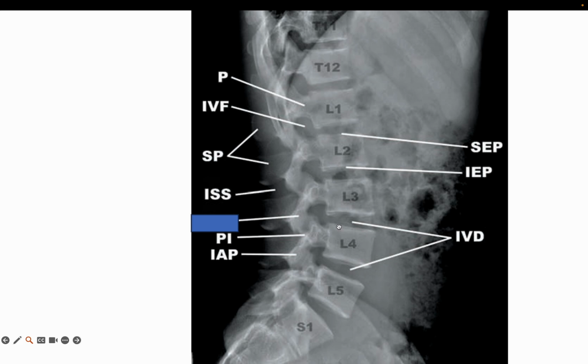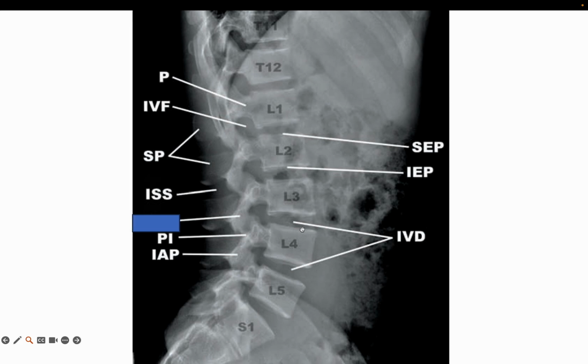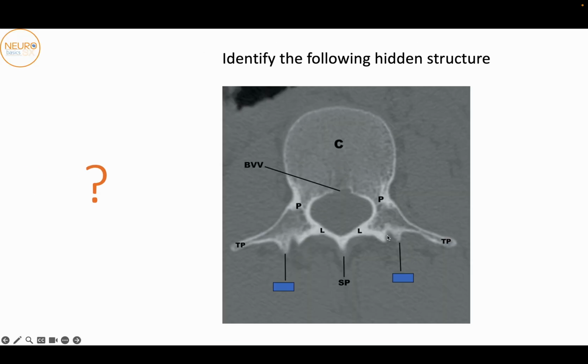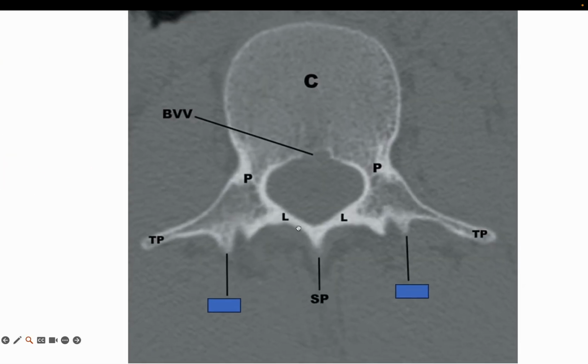This is the vertebral body. This is the pedicle. This over here is the pars interarticularis. Okay, and it is giving rise to the inferior articular process over here. And this is the superior articular process over here, which is going to form the facet joint with the inferior articular process of the vertebra above. This is the superior facet. Okay, so what are these structures?